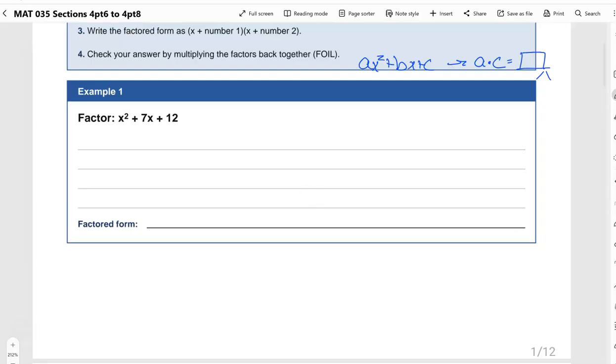We have x squared plus 7x plus 12. So our a here is 1, and our c is 12. So we have 1 times 12, which is 12. And that's what we're going to try to break down. What times what is going to give me a 12? Well, we have 1 times 12, or negative 1 times negative 12. The sign's going to be really important, and we'll see that in a few other examples.